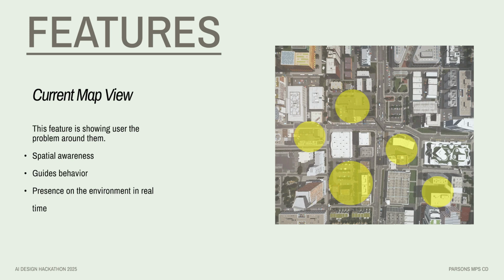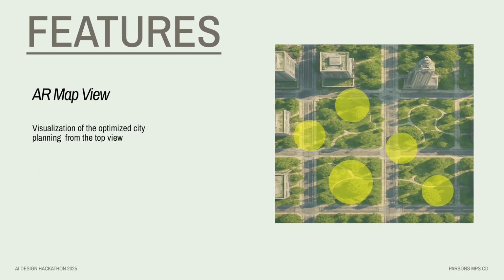So the current map view feature highlights the problem areas around the users. As you can see, the yellow circle indicates the affected area. So this visual helps users quickly understand where the issue is, which is especially valuable outdoors. Seeing issues in real time helps users take immediate action.